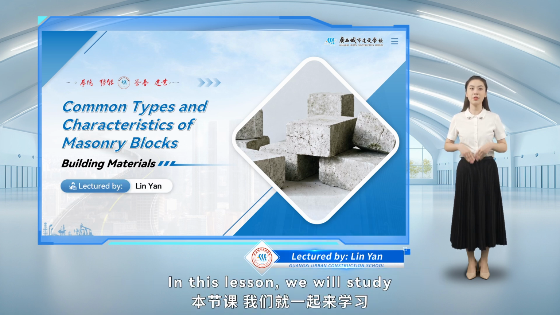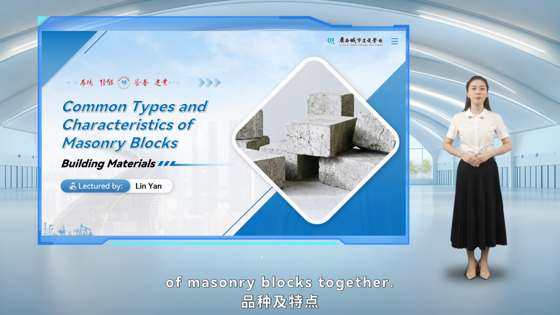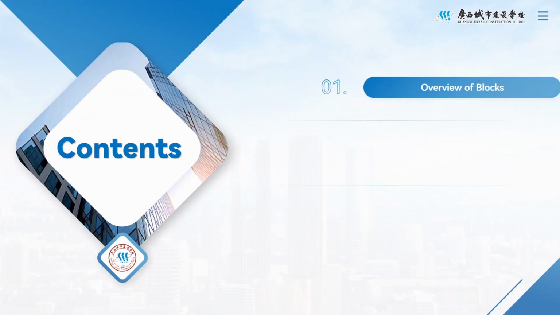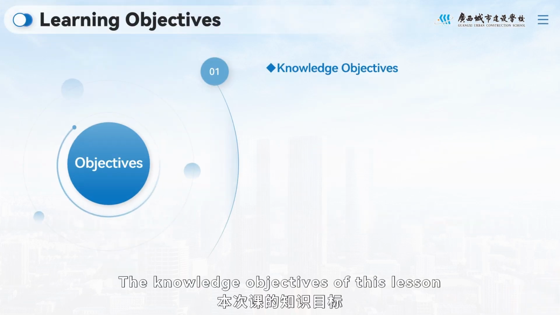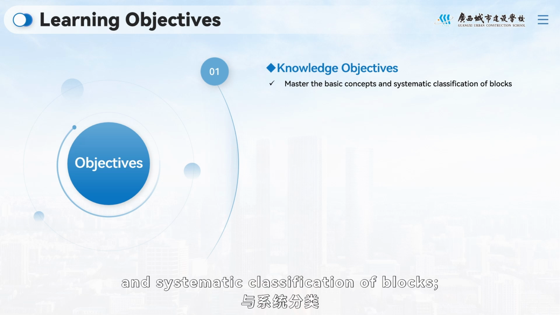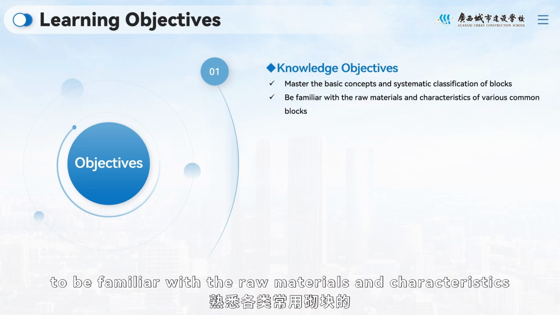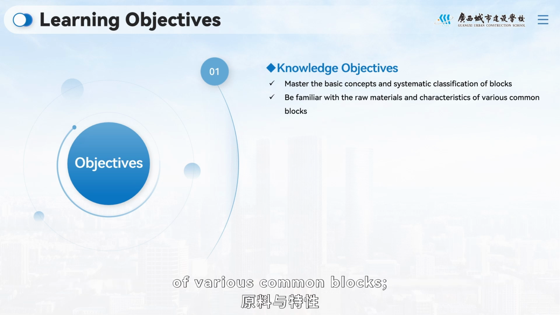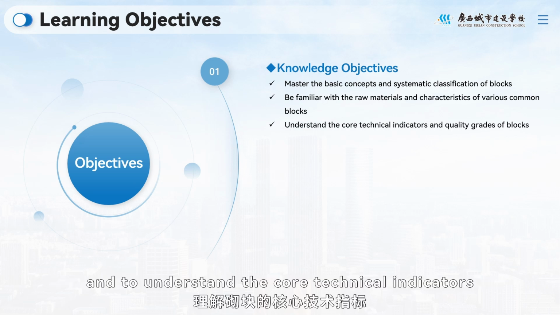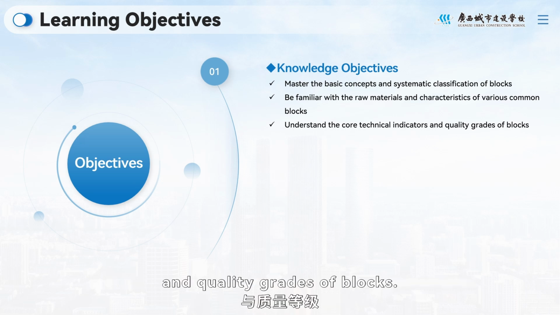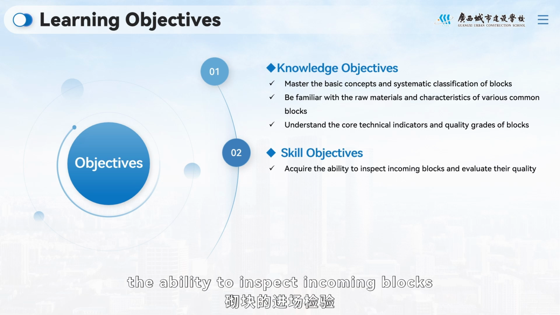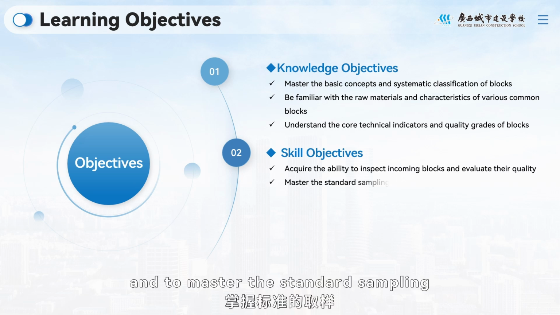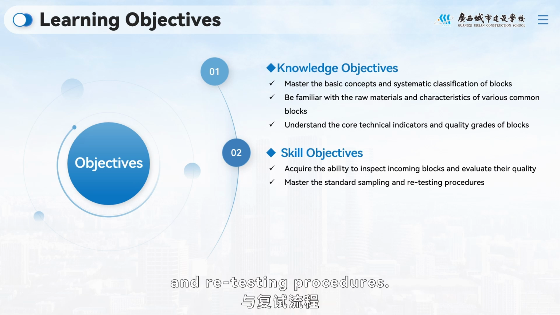In this lesson, we will study the common types and characteristics of masonry blocks together. The knowledge objectives of this lesson are to master the basic concepts and systematic classification of blocks, to be familiar with the raw materials and characteristics of various common blocks, and to understand the core technical indicators and quality grades of blocks. The ability objectives are to acquire the ability to inspect incoming blocks and evaluate their quality, and to master the standard sampling and retesting procedures.